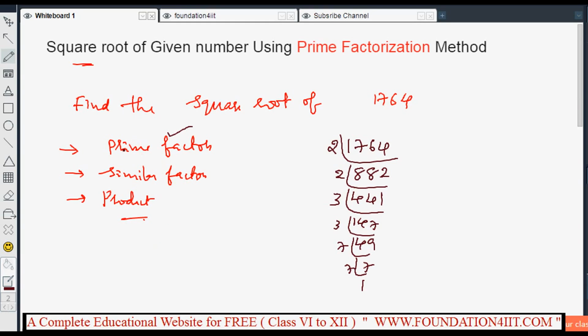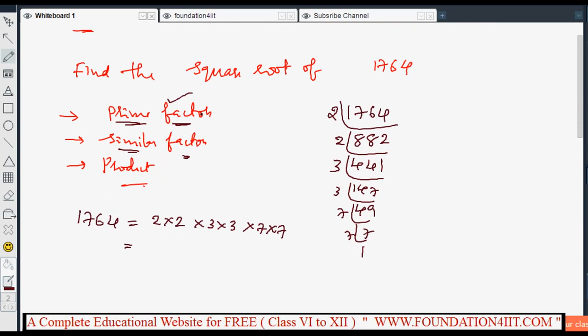So first we should resolve this number into prime factors. Fine. So we need to write first. So 1764 is equal to 2 into 2 into 3 into 3 into 7 into 7. Next is similar factors. Make the pairs of similar factors. So yeah, we made it.